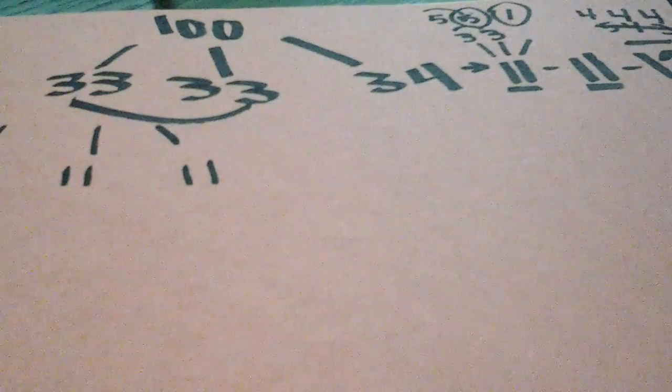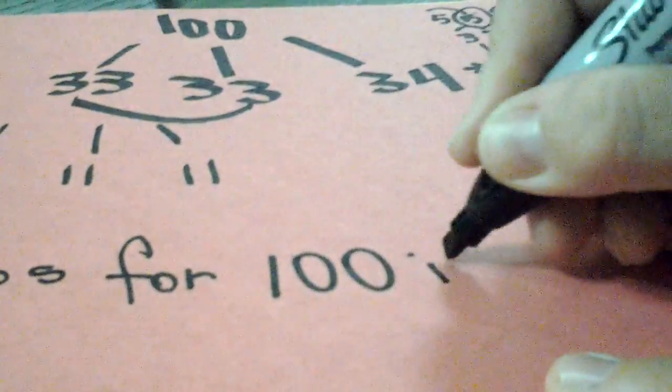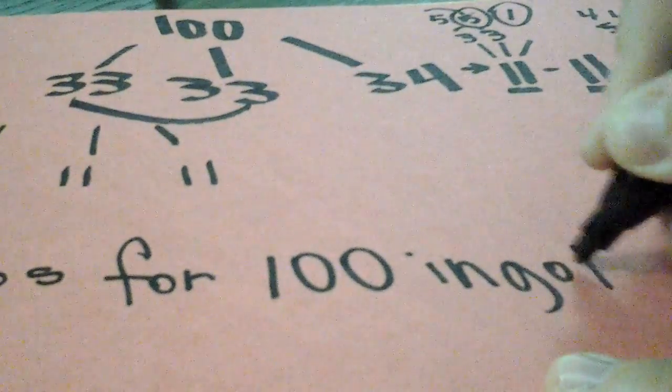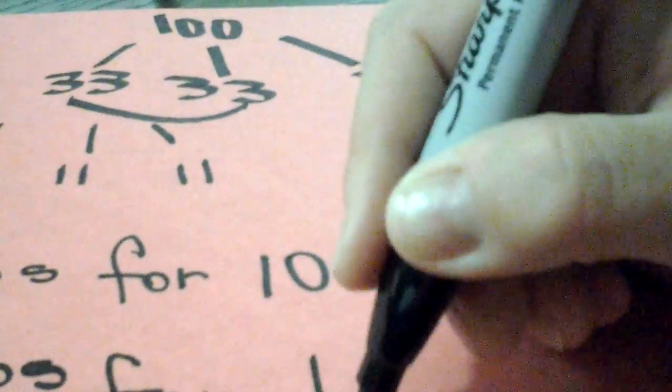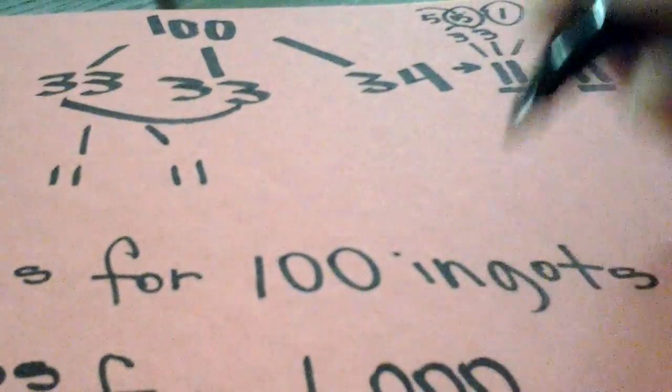What we had thought of in the rule of thumb would be 5 steps for 100, and those steps could also be weighings for 100 ingots. And then 6 steps or weighings for 1,000 ingots.